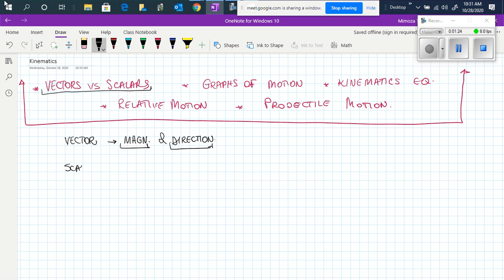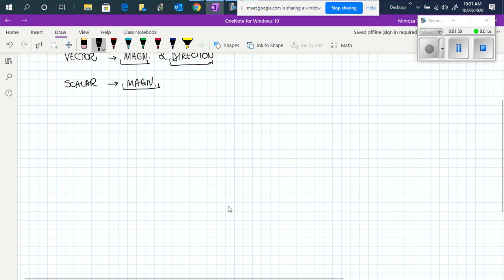In a difference with a scalar quantity, in order to fully describe it, you just need to identify what is the magnitude. And of course, when we are saying the magnitude for both of them, the vector and the scalar quantity, it is great to identify the units as well, because the units will give you the hint of what quantity you are dealing with. It's a speed, a force, a displacement, or so on.